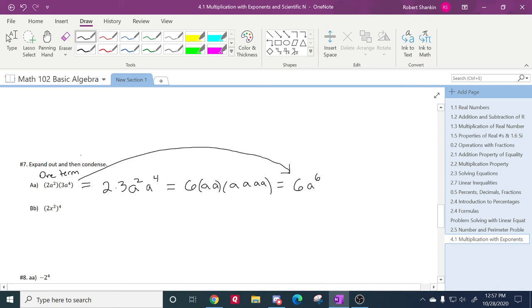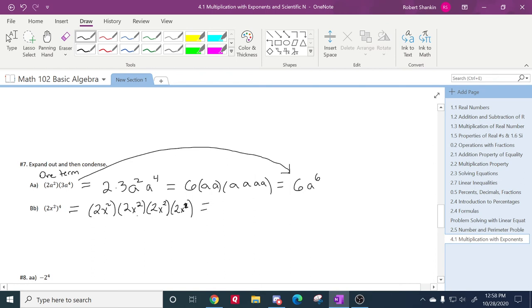All right, let's do B. Anything to the 4th means this thing gets multiplied by itself 4 times. That's supposed to be a square.